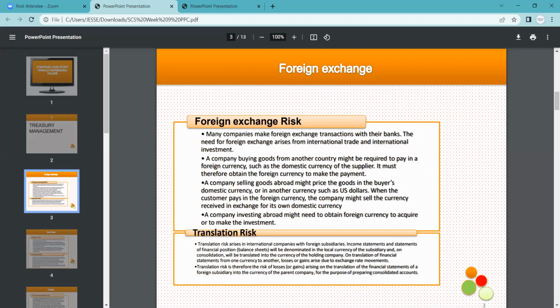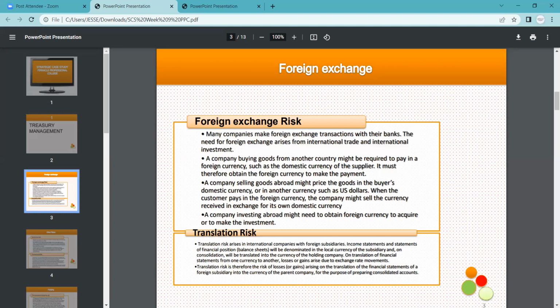So let's say Microsoft has prepared their financial statements in cedis. Now the cedis has to be converted to dollars. If the cedi is not that strong, then what's going to happen? It means that Microsoft is going to get few dollars, because the cedi is depreciating. Translation risk is therefore the risk of losses arising on the translation of the financial statements of a foreign subsidiary into the currency of the parent company. So you are translating the financial statements of a foreign subsidiary into the currency of the parent or the holding company for the purposes of consolidation.